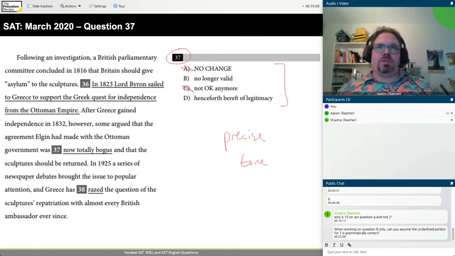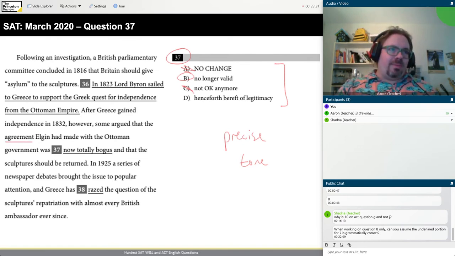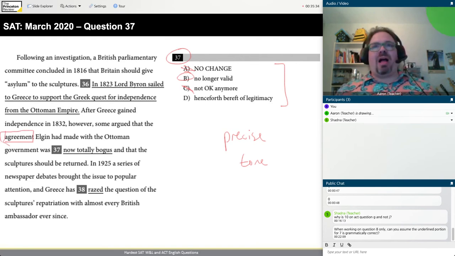So here's an important rule for both the SAT and the ACT. If you have an answer that's fun and exciting versus an answer that's boring but correct, you want to go with the answer that's boring but correct. In this case, no longer valid says what it needs to say. It has the right meaning. We're talking about this agreement. And saying that an agreement is no longer valid is a valid way of phrasing it. Henceforth, bereft of legitimacy is trying to show off with its vocabulary. It doesn't match the tone. It doesn't match the writing style. And also, we can use our third big idea. B is also more concise.